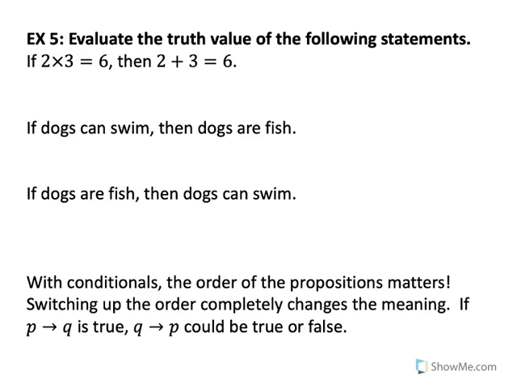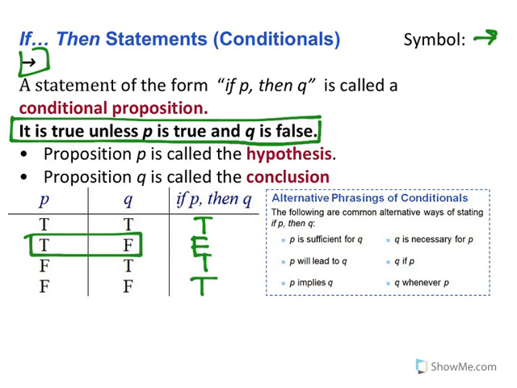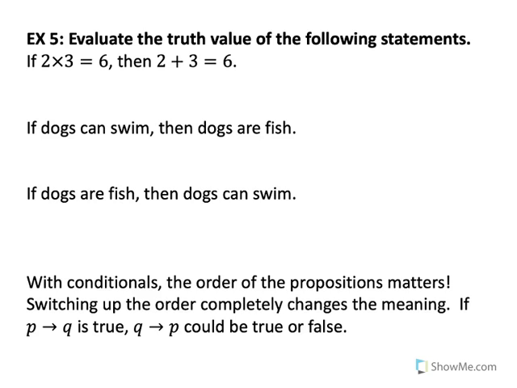So here in example 5, evaluate the truth value of the following statements. Now, remember this right here. If P is true and Q is false, then your statement would be false. So if 2 times 3 equals 6, so that's true, then 2 plus 3 equals 6. Well, 2 plus 3 does not equal 6, so that's false. So here you go, you have that case with an if-then. If P is true and Q is false, then your statement is false.